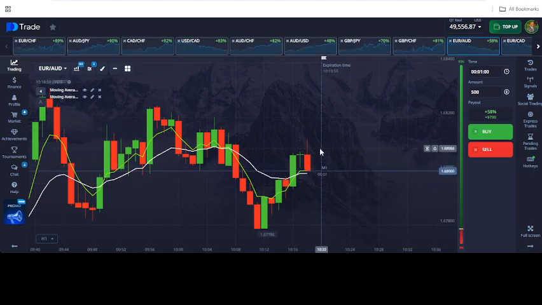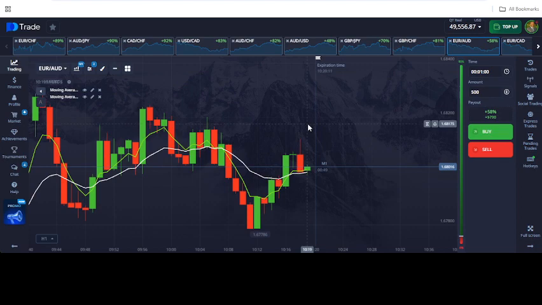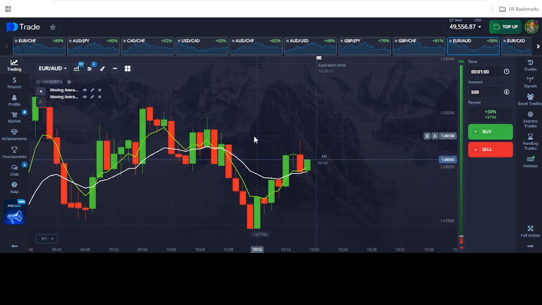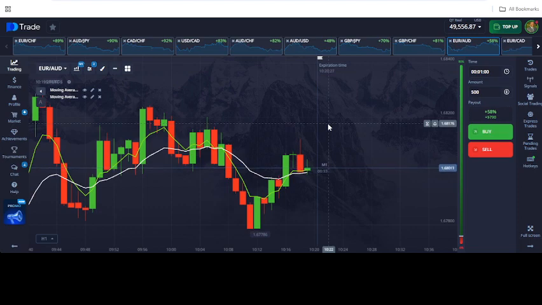Also, I usually risk about 1 to 2% of my balance because you don't want to risk high percentages of your balance because they could lead to big losses. The idea is you want to be consistently profitable so that over the long run, you can consistently grow your balance.